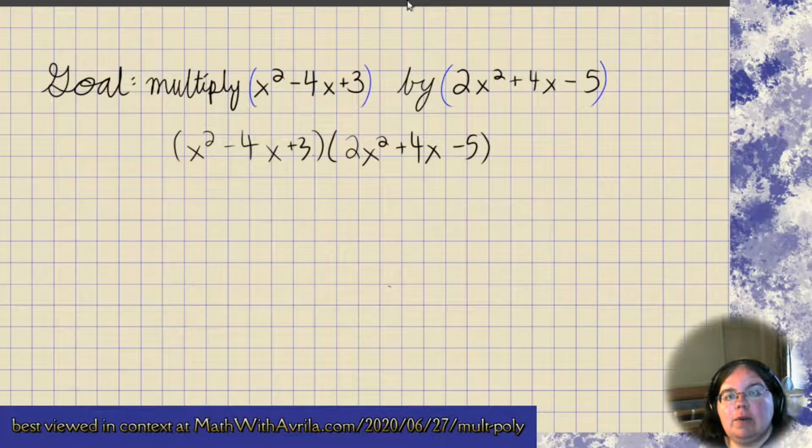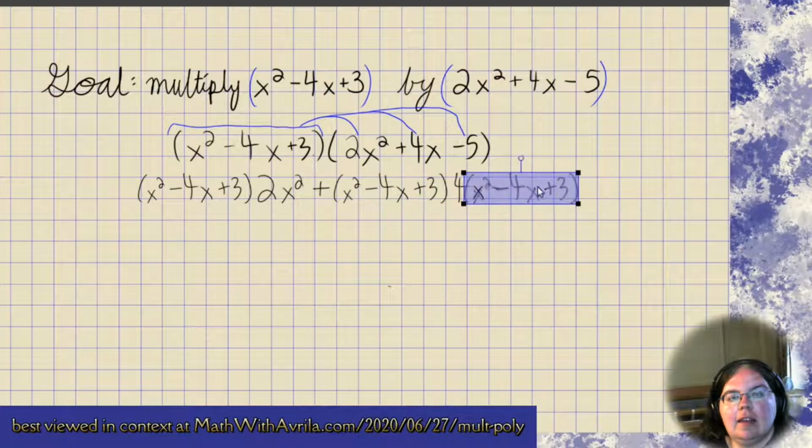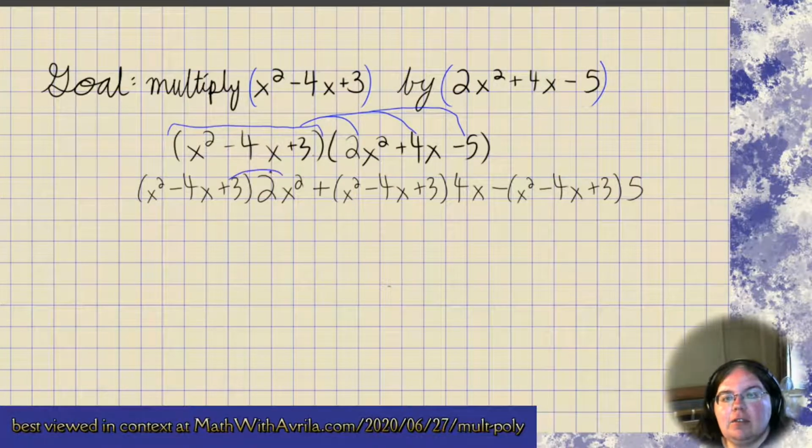Okay, so going off of what we did last time, what we would do is basically take this first factor and distribute it onto the three terms of the other. So what we'd have is x squared minus 4x plus 3 times 2x squared plus the same thing times 4x minus the same thing times 5. And then we'll need to reverse the process. So the 2x squared gets distributed onto those, the 4x gets distributed onto those, and the 5 gets distributed onto those, being careful to make sure that we also switch the signs.